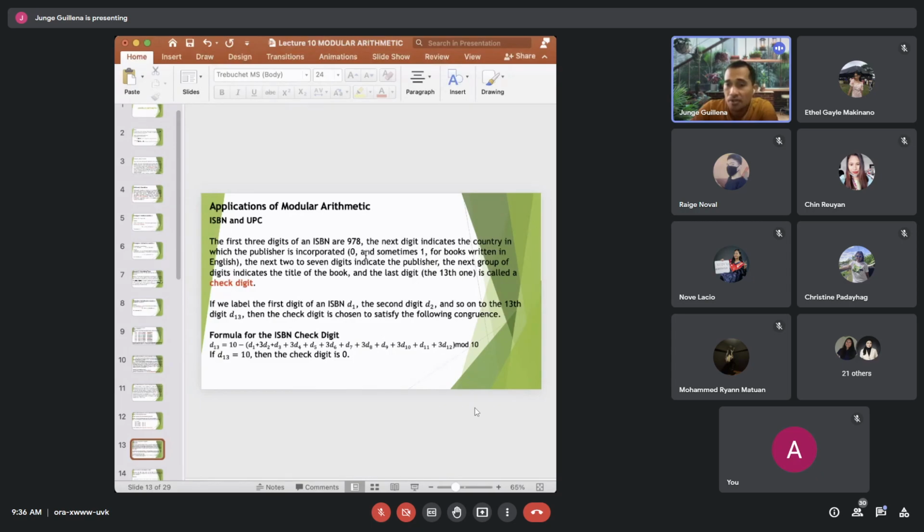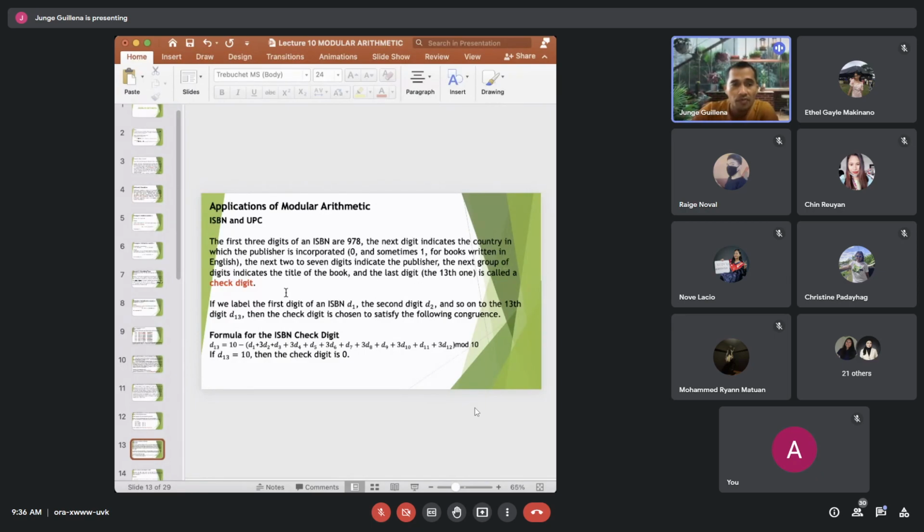When you have your book at hand, look at the back portion where the ISBN number is, and it will start with 978. The next digit indicates the country in which the publisher is incorporated, so 0 and sometimes 1 for books written in English. The next 2 to 7 digits indicate the publisher.